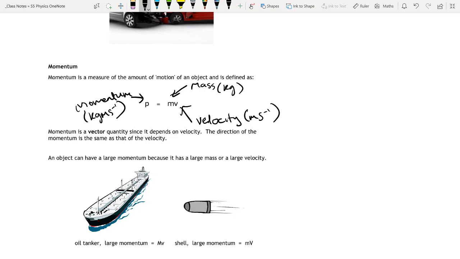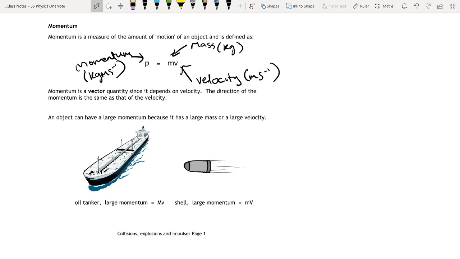Velocity is a vector, so momentum depends on velocity, so momentum is also a vector. So direction is important when we're talking about these. And it will become quite important when we start doing questions based on these, because you need to be able to work out which direction things are going after crashes. So things might be going towards each other and move away from each other, or things might carry on going in the same direction. So it's important to think about that.